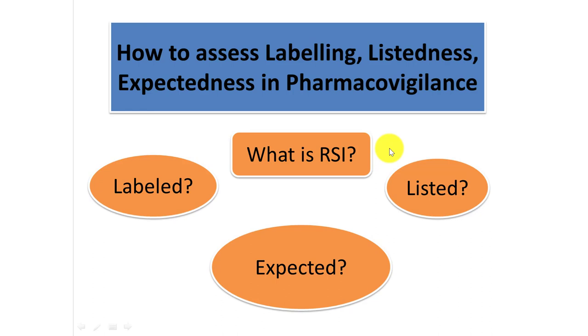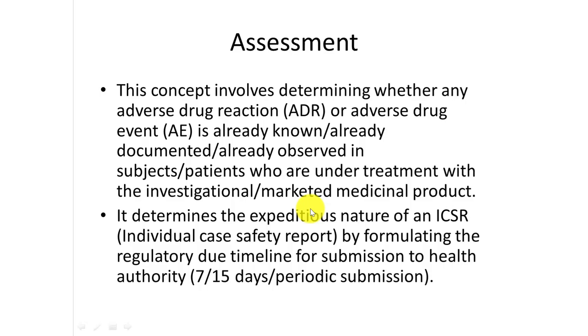Today we are going to see what is the difference between labeling listedness and expectedness in the pharmacovigilance world. Also we'll see how to assess and what is the importance of labeling listedness and expectedness. So first we will see what is RSI, that is nothing but reference safety information. Then what is labeling, what is listedness, what is expectedness. So let's move to the next slide.